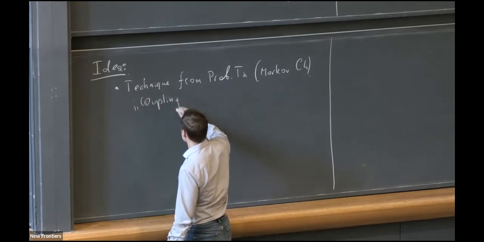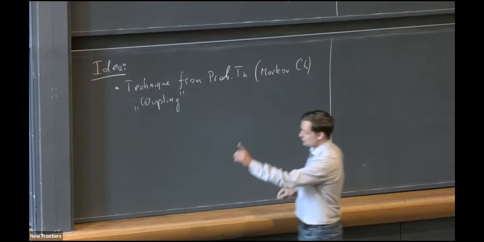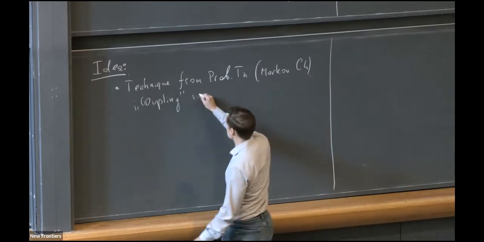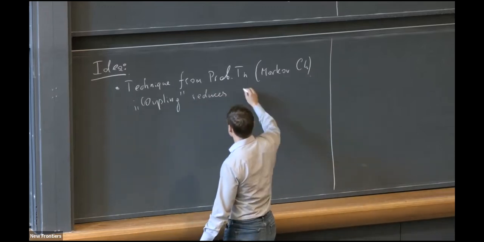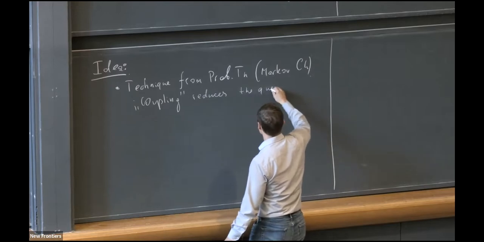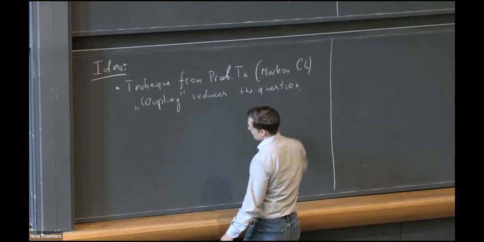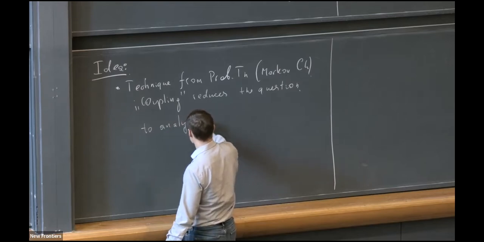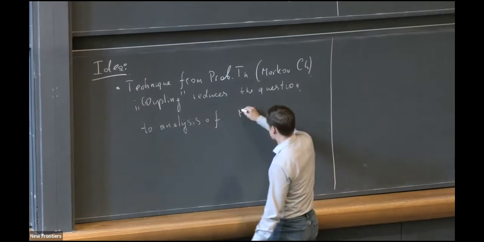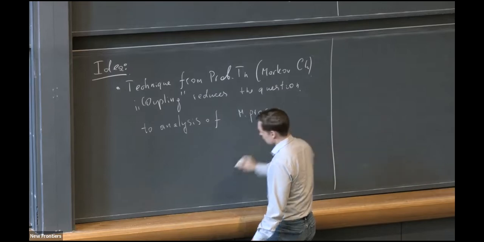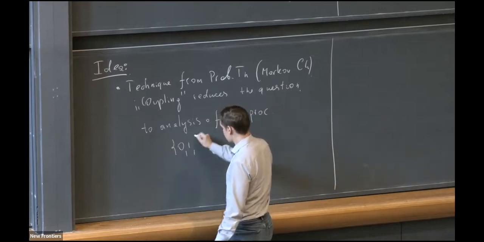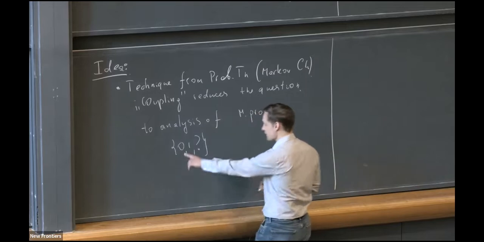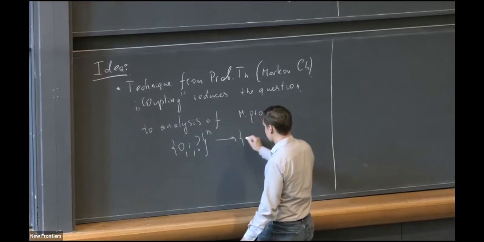Coupling reduces the question to the analysis of some strange Markov chain, Markov process, which acts from {0, 1, ?}. So it's a Markov process on the ternary alphabet.